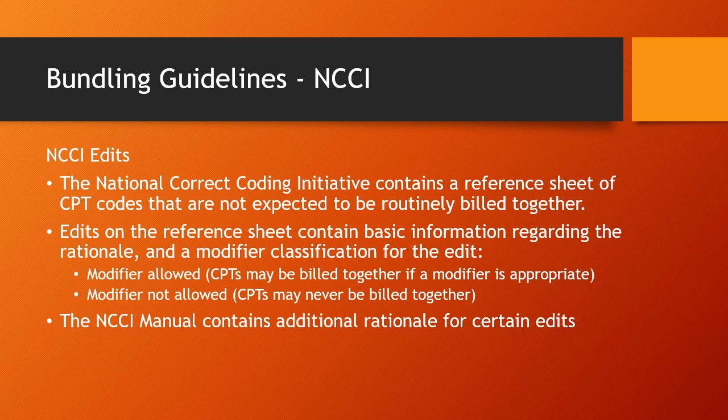So if I have two CPT or HCPCS codes that appear next to one another on that spreadsheet, then my general information is that they're not expected to be billed together. And then I'm going to have an extra piece of information that tells me whether a modifier is allowed or not allowed. If a modifier is allowed, then I can bill my CPT or HCPCS codes together if the modifier is appropriate. If a modifier is not allowed, then I may never ever bill those two together, no matter the circumstances.